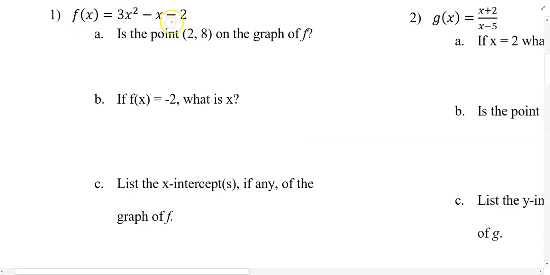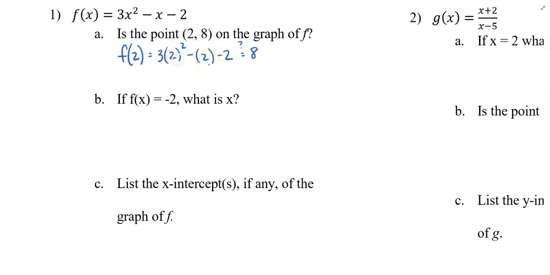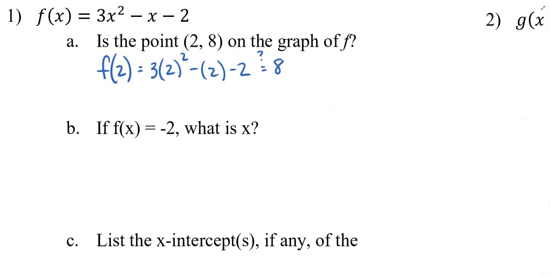Given the function number 1, is the point (2, 8) on the graph? Well, of course, you should recognize that the coordinate is supplying us with an x and a y value, and the thought is that when we substitute the number 2 into the function, we should see the number 8 as the function result. So I've just entered 2 into the function here, and we're going to find out if that's equal to 8.